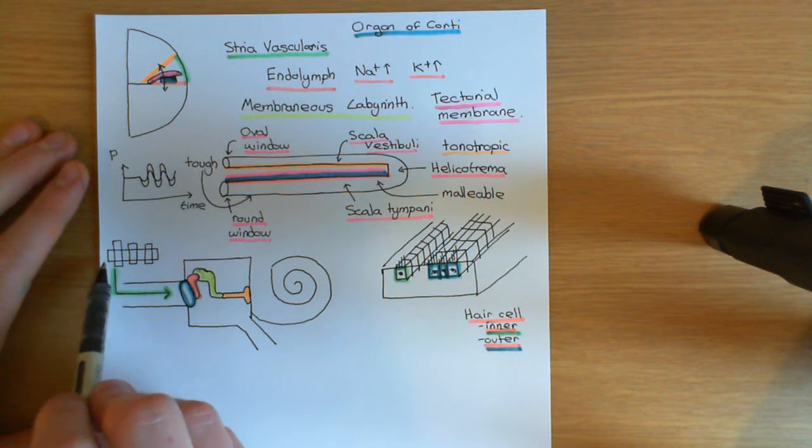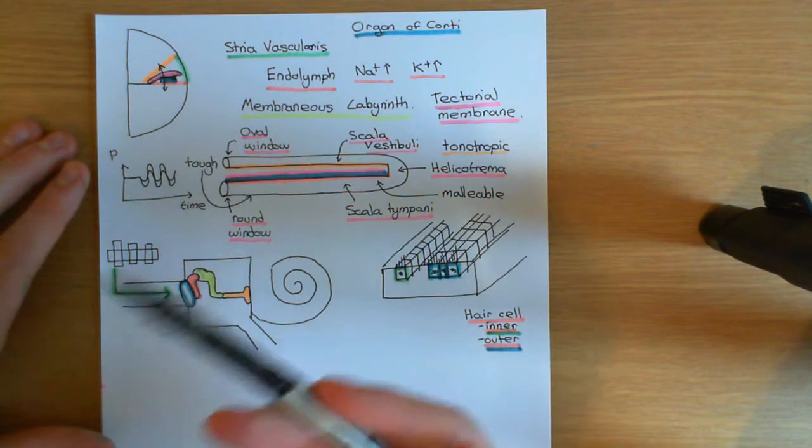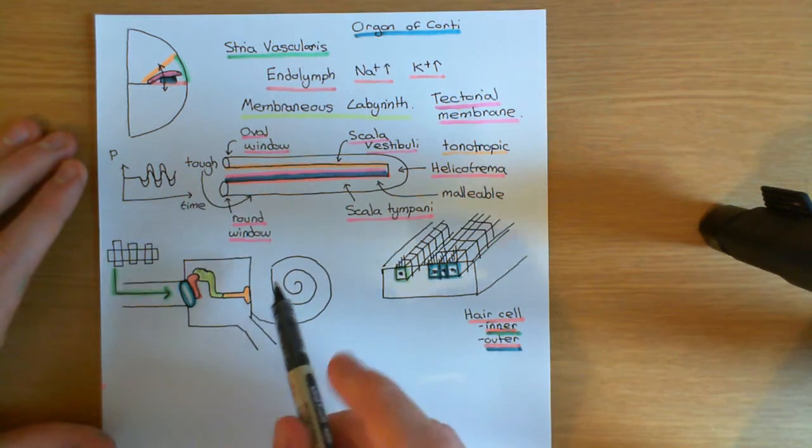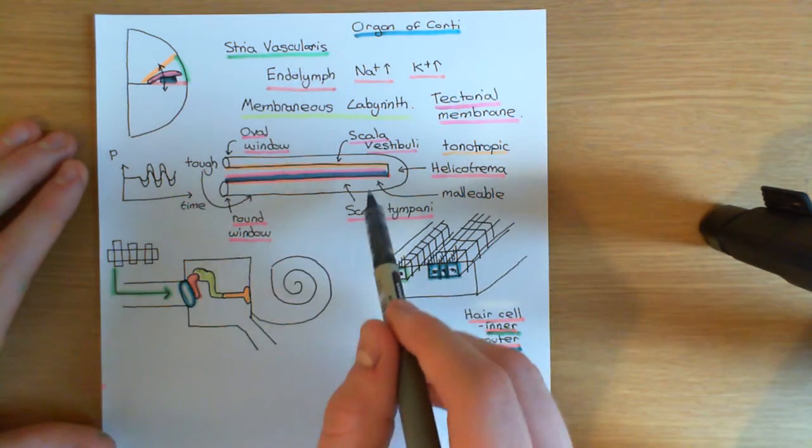I've pointed at the large bar here, so that would be a low frequency sound, so we'd be most likely to get most oscillation in the apical portion of the cochlear duct. So you'll get oscillation in the apical portion of the cochlear duct.